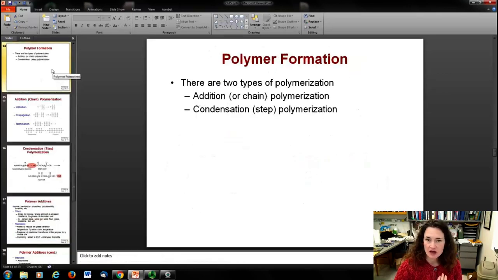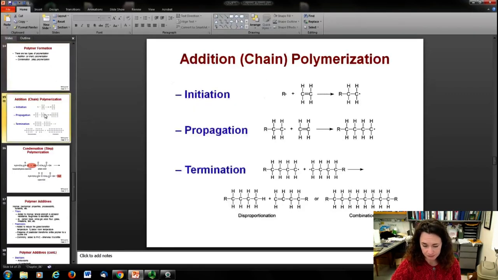Shifting gears, we already talked a little bit about polymer formation in an earlier chapter, but just to reiterate, there are two types of polymerization. There's addition or chain polymerization, and then there's condensation or step polymerization. When you're synthesizing these large molecules, your monomers usually come from coal, oil, natural gas, and petroleum products. In addition polymerization, you take a monomer unit and attach it one by one. And there are three steps to that.